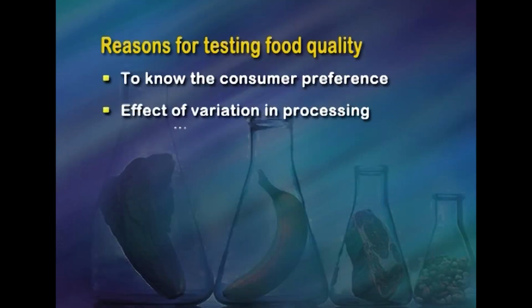He should obtain a cross section of all potential consumers. Consumer preference panels may consist of several hundred persons, and the products are tested under ordinary conditions of use. The results are considered to represent the taste of the significant population and are used to predict the market outlook for a product. Effect of variation in processing on quality.